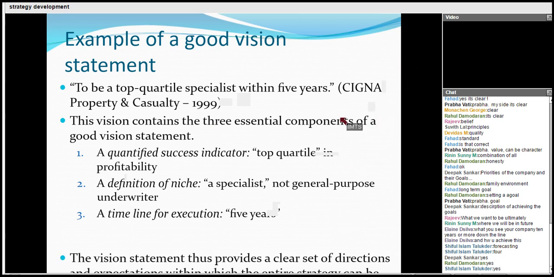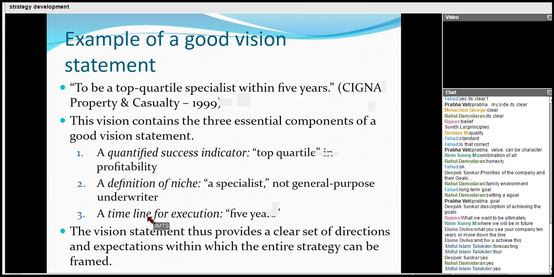Let me take another example. I think I got a second example. Before then, the vision statement thus provides a clear set of directions and expectations within which the entire strategy can be framed. So if you're the manager of this company, you know that in 5 years we want to achieve this. So you can come up with your strategy and make decisions that will be able to deliver this result.